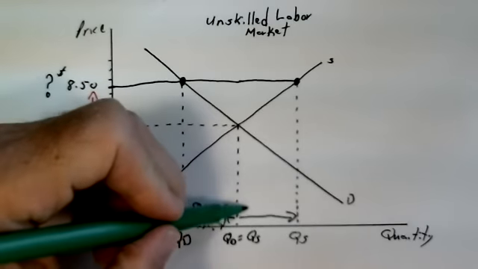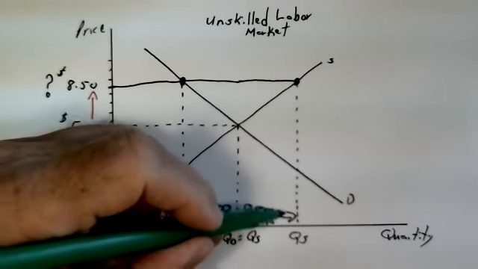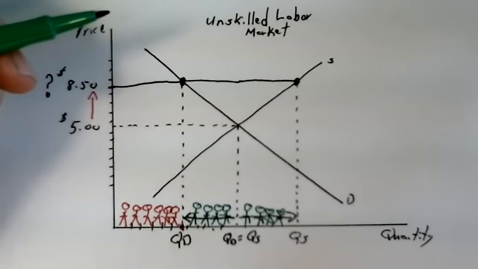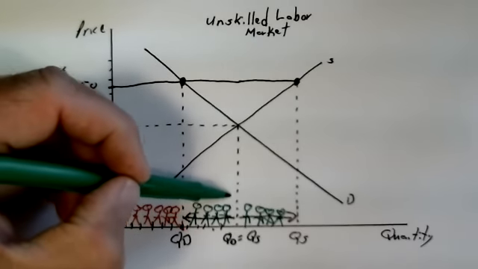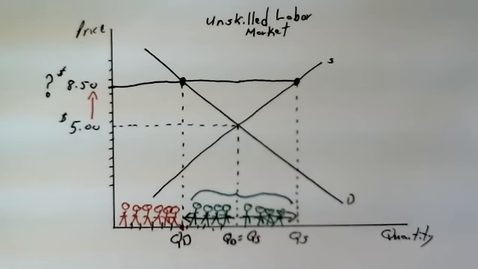And then these over here are a little harder to describe. These are people who, at the old wage of $5, weren't interested in working. So they were at home or maybe in school or retired, I don't know. They were doing something else, but they didn't care to work for $5 an hour. But now at $8.50 an hour, they want to work. So they're searching for work, and they don't find work either. All of these people are worse off, not better off.